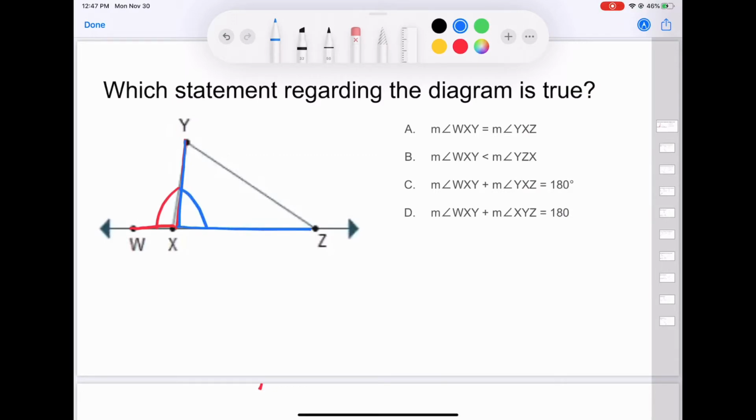Well, the only way that these two angles could be equal to each other is if we had an indication that one of them was a right angle. Otherwise, they could not be identical to each other. If we had an indication of a right angle, it would look something like this. However, we did not have an indication of the right angle, so therefore, that is not the correct answer.